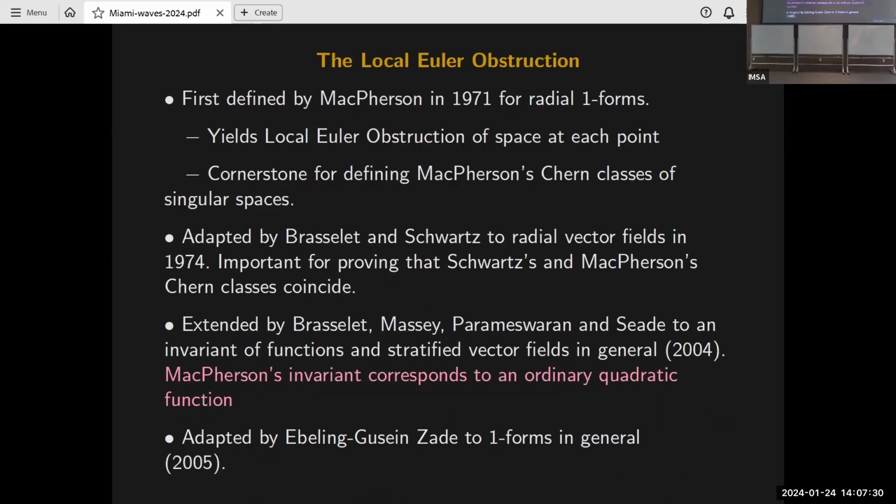Finally, there's the local Euler obstruction. It's a very, very important invariant introduced by MacPherson in 71. He used it only for one-forms, which were of a specific type, called radial forms. He visualized what is called the Euler obstruction of an analytic germ of each form. This was adapted to vector fields, or radial vector fields, and then extended by others in general. This is another index of vector fields.